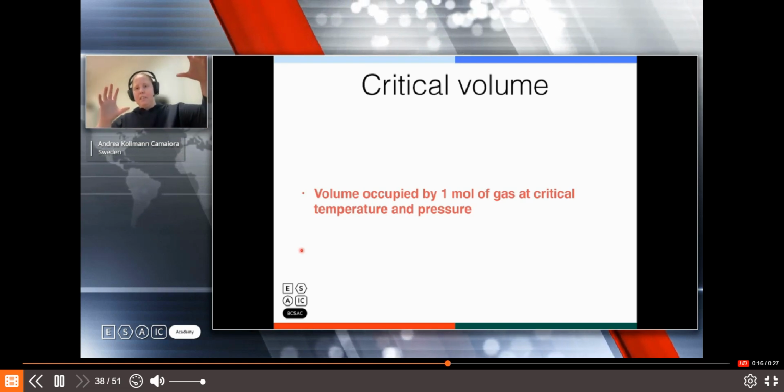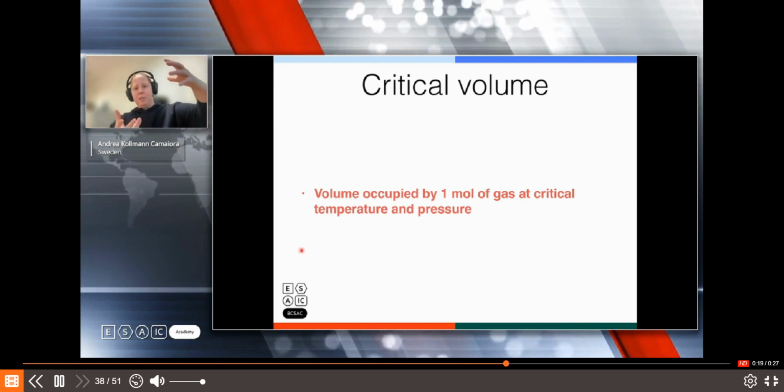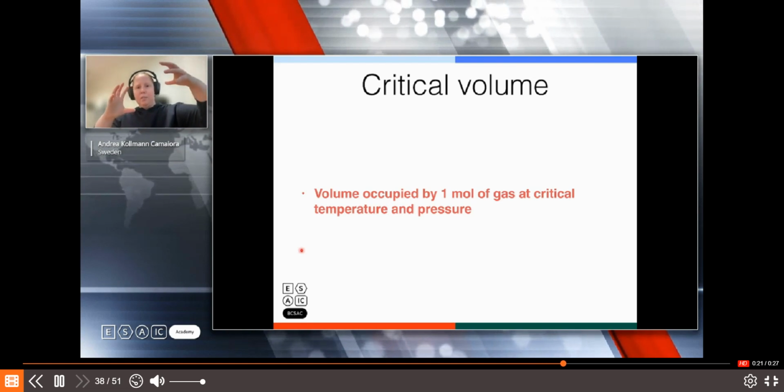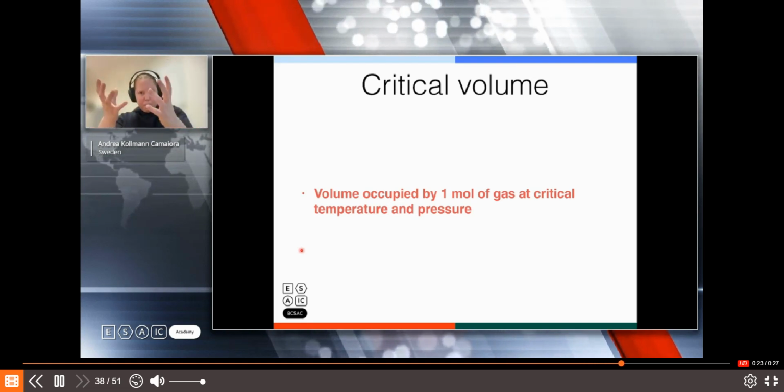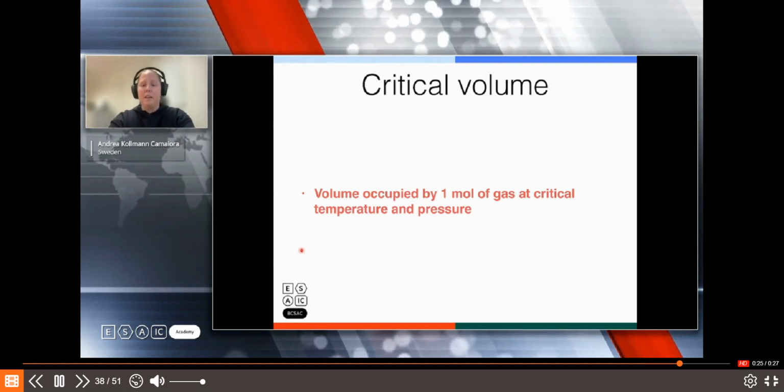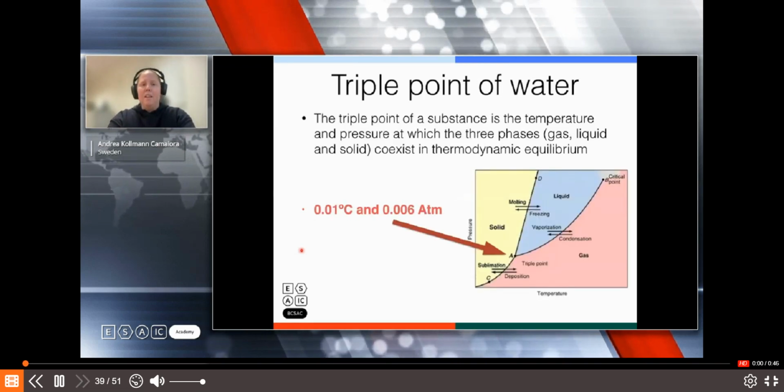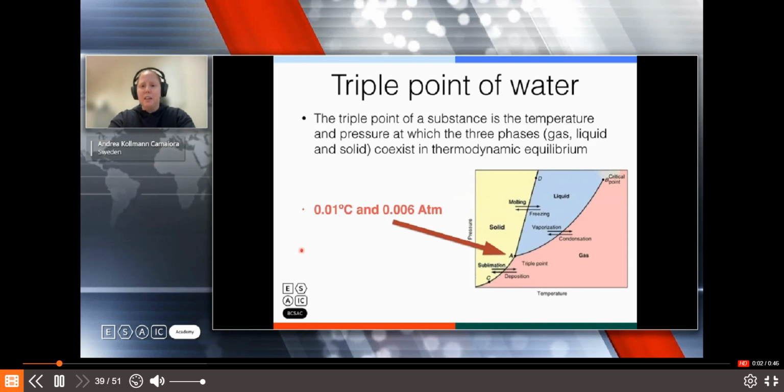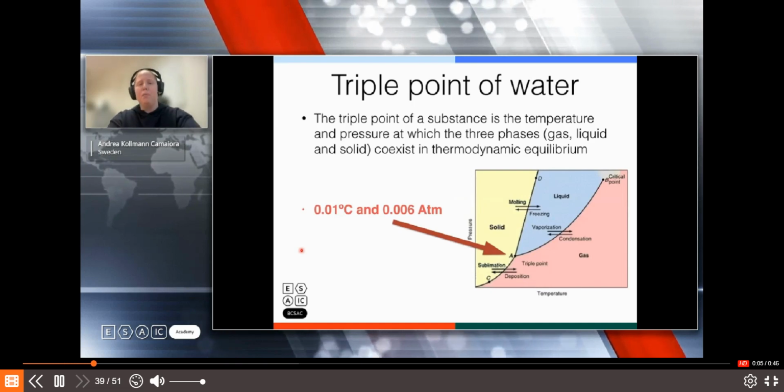So I have my gas at just the critical temperature, heating, at the critical pressure, compressing, and that volume, how much is occupied, that's the critical volume. Okay, there are a lot of concepts, but then there is another concept called the triple point of water.